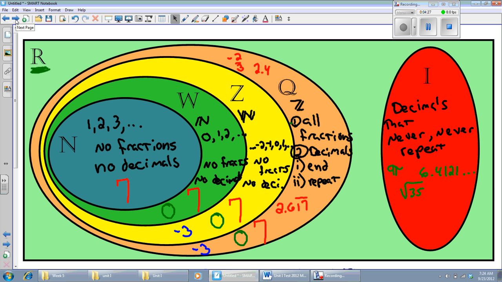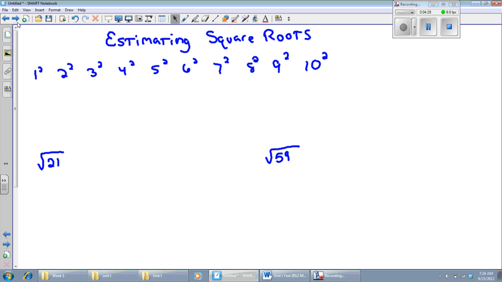Okay, let's get on to estimating square roots. All right, now you notice up here I've put some squares up here. 1 squared, we know that's 1. And 2 squared is 4. And 3 squared is 9. And 4 squared is 16. And see, you should be able to do this on your test. All you have to do is write down 1 squared, 2 squared, 3 squared, 4 squared, etc. And then if you're not sure of your multiplication facts, you can just use your calculator to write them down.